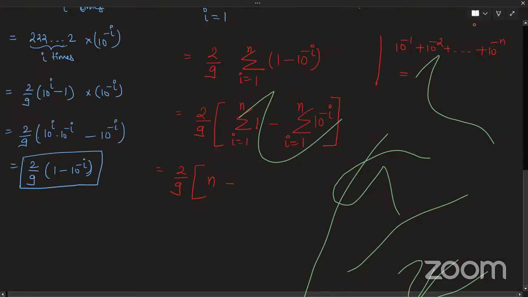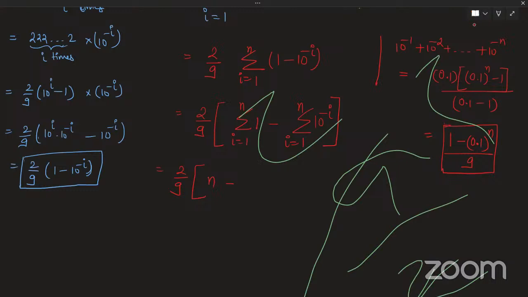So how do you write the sum of a GP? Anyone? Sum of GP. A times r raised to n minus 1, whole by r minus 1. My a is 0.1. So this thing will be minus 0.9, and I can write it as 1 minus 0.1 raised to n divided by 9. This is my second sigma.